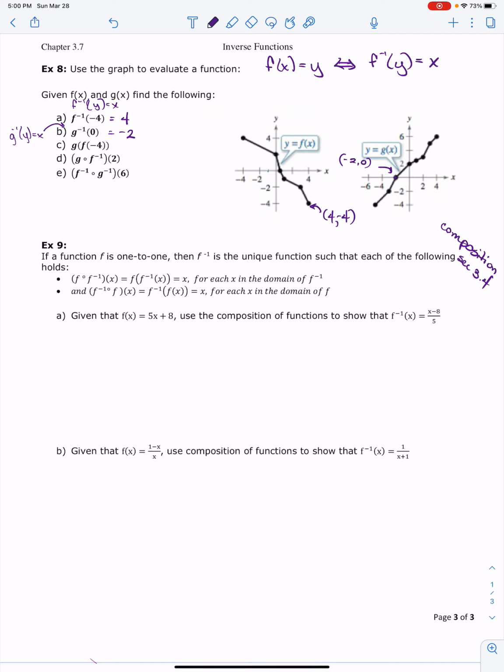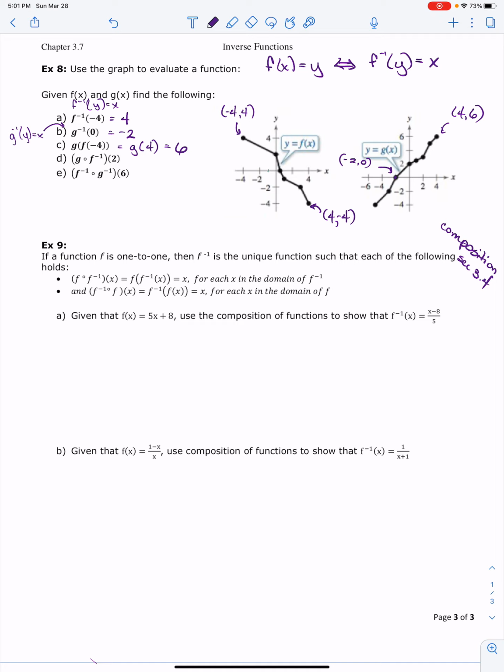So C, we want g of f of -4. This is going back to what we did with compositions of functions. I want f of -4. When I plug in -4, I get out +4. So f of -4 equals 4. We're now going to go over and look for g of 4. When I plug in 4 to function g, I get 6.